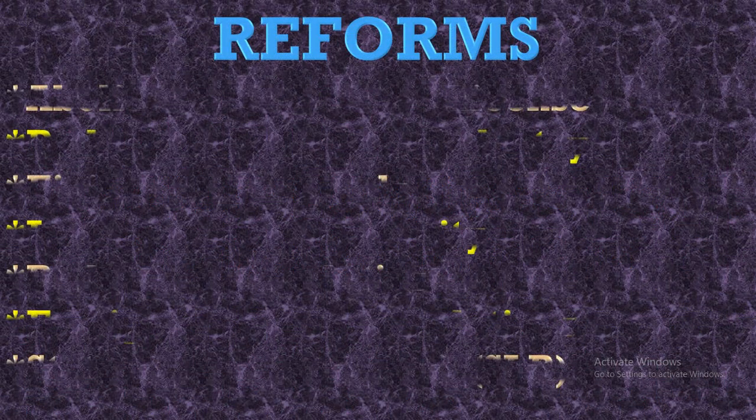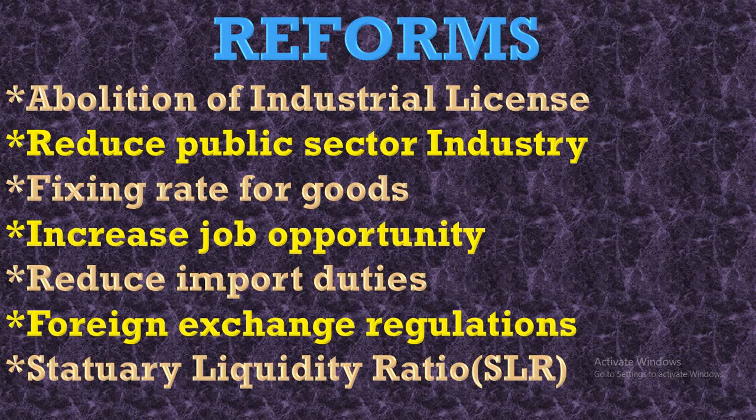Well, what were the reforms of globalization? It abolished industrial licenses for certain industries, so many private industries were given licenses. The public sector was reduced. What do you mean by public sector? The governmental industry, owned by the people, was reduced. They also fixed rates for goods. Fixation of rates is quite good, and it's needed because there will not be variation between the rates. Increasing job opportunities.